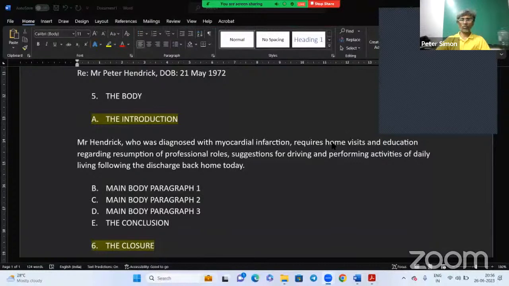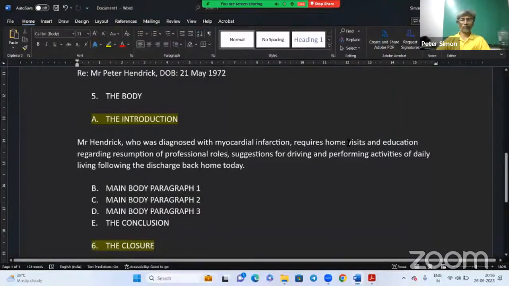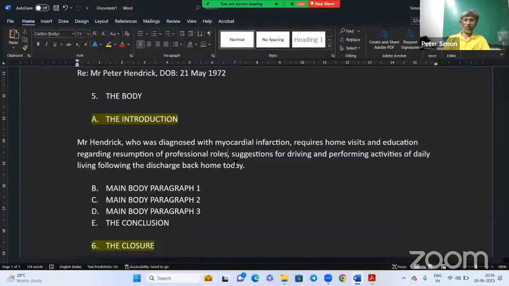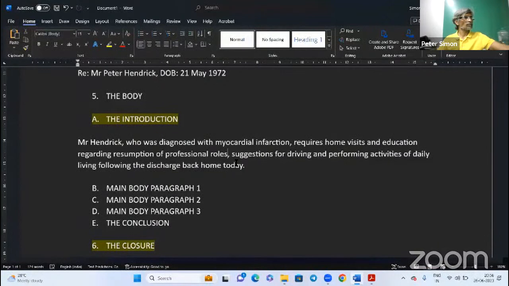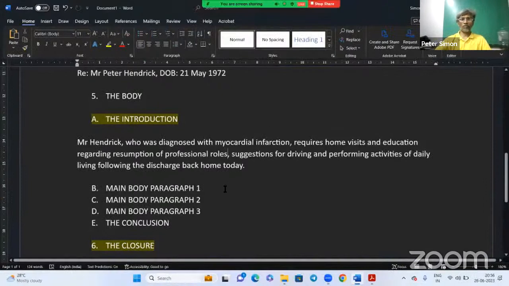So here home also, yeah, back home today. Yeah, he's going home. So home visits, that's understood. Discharge back today, back home today. He's going back home, so it's better to write like that. So next. Yeah, that is number one.